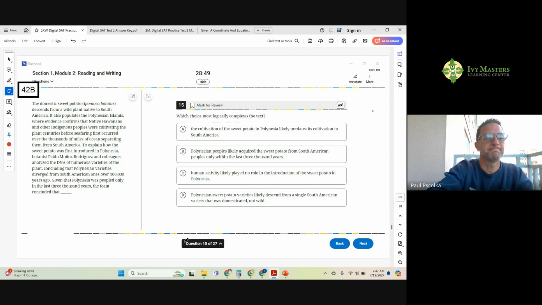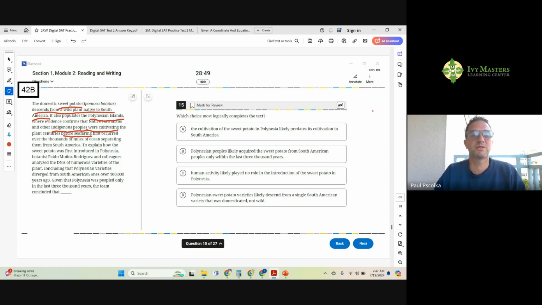So I'll say the domestic sweet potato, IB, descends from a wild plant native to South America. So if it descends from a wild plant native to South America, native means that's where it originally comes from. So that's one thing to note. It also populates the Polynesian Islands, where evidence confirms that Native Hawaiians and other indigenous peoples were cultivating the plant centuries before seafaring first occurred over the thousands of miles of ocean separating them from South America. So indigenous people were cultivating before seafaring.